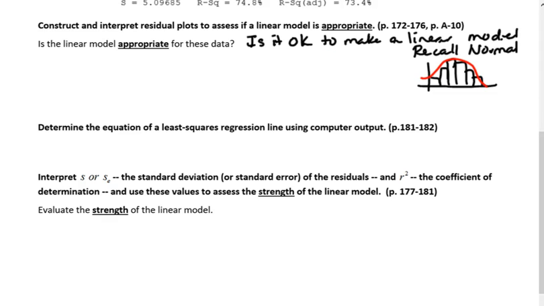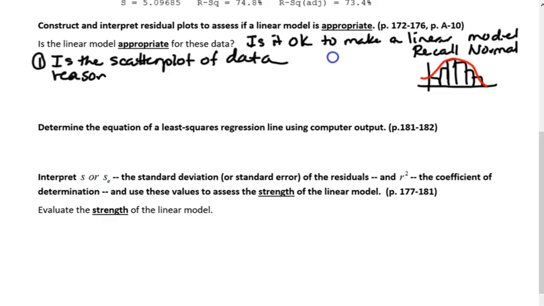So I've got to do the same thing when I'm dealing with a scatter plot. When I'm dealing with a scatter plot, I need to look at a couple things. Number one, is the scatter plot of data reasonably linear? Now, it's never going to be perfectly linear, but if I see a clear downward or upward curve, then I don't want to use a linear model for that data. But is it reasonably linear? In this case, yes.